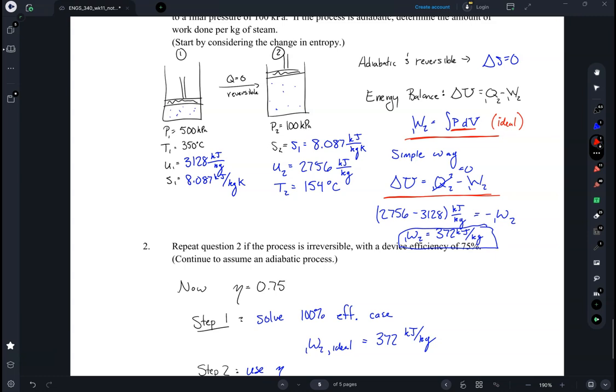But that's all for this video, just to show some basics of how we can do some control mass problems, how path functions work, and how we can apply the second law similar to what we've done in the past.